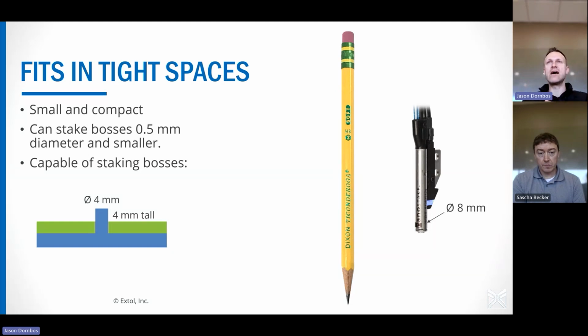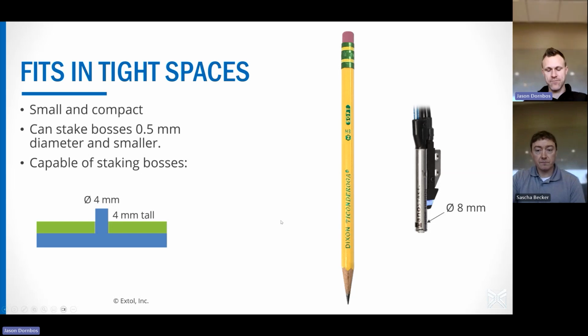One of the main drivers that would drive you to use nanoSTAKE over InfraStake is what's on the screen right now. It fits in tight spaces. So nanoSTAKE too, if you want to consider materials, the InfraStake probably does a better job with a wider range of materials.